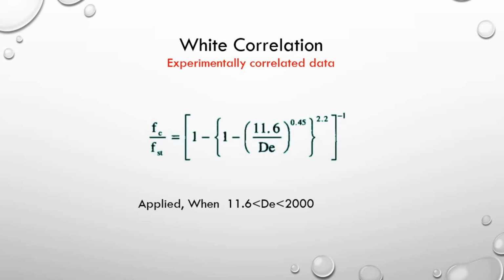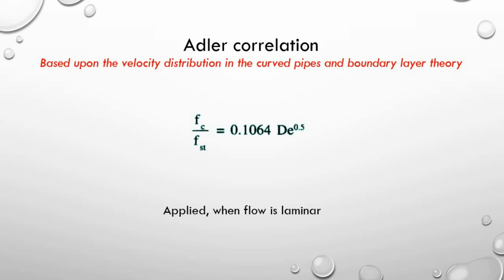The very next correlation is provided by Adler, and Adler made very significant contributions. He used the velocity distribution in the coil pipe for laminar flow. He found that the velocity profile differed considerably from the parabolic one. Here he made a contribution in the flow profile, which was due to the existence of the Dean flow field.